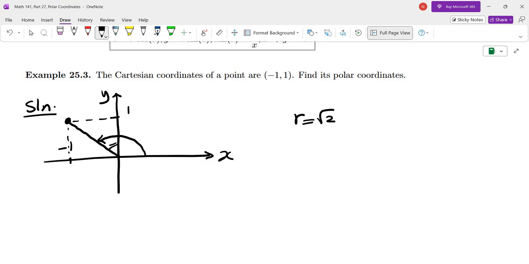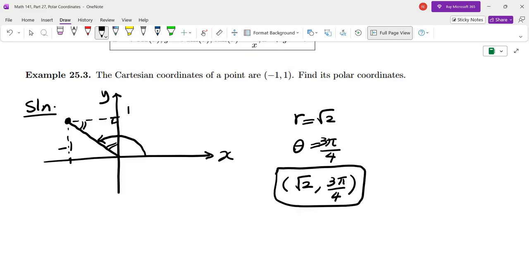Well, this is a 45-45-90 degree triangle, so that's pi over 4, and then plus pi over 2, so theta is 3 pi over 4. So one of the polar coordinates of this point is (√2, 3 pi over 4).